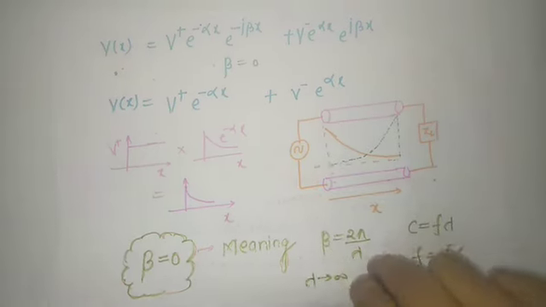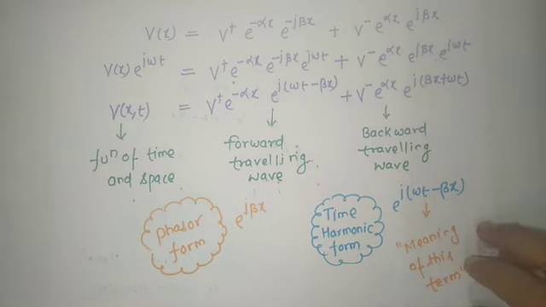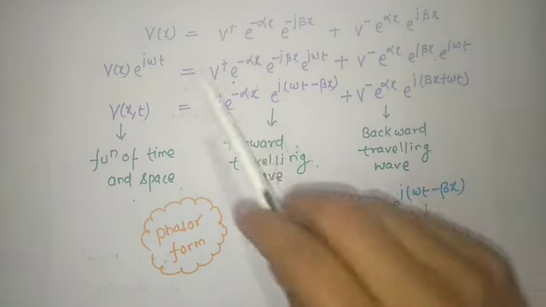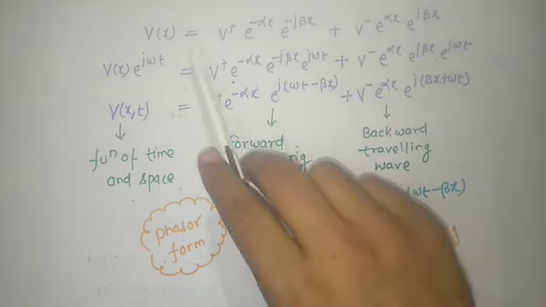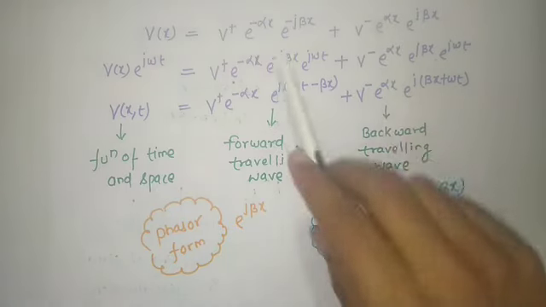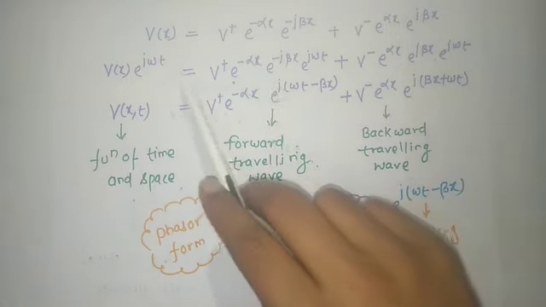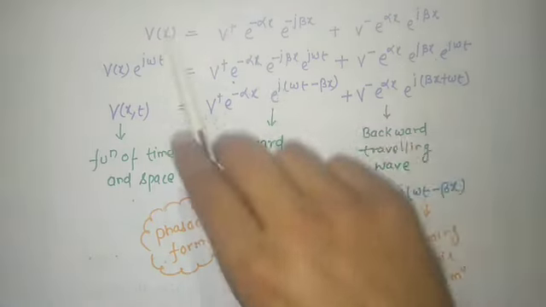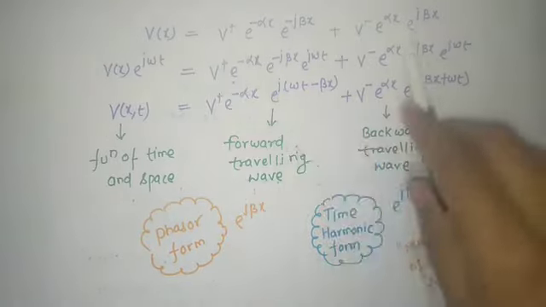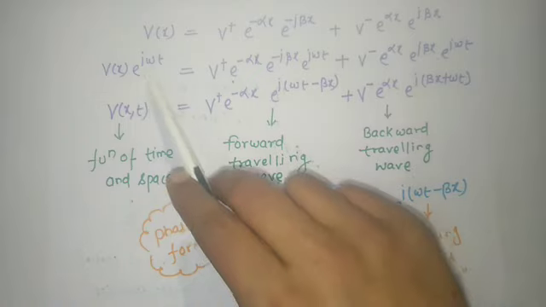Okay, so the next thing is, what is phasor representation and what is time harmonic representation. You have to keep these two things in your mind. V(x) is nothing but the sum of the forward wave as well as the backward wave. Okay, and if we multiply both sides with e power j omega t, in this equation there is no time term, but here intentionally we are involving the time term.